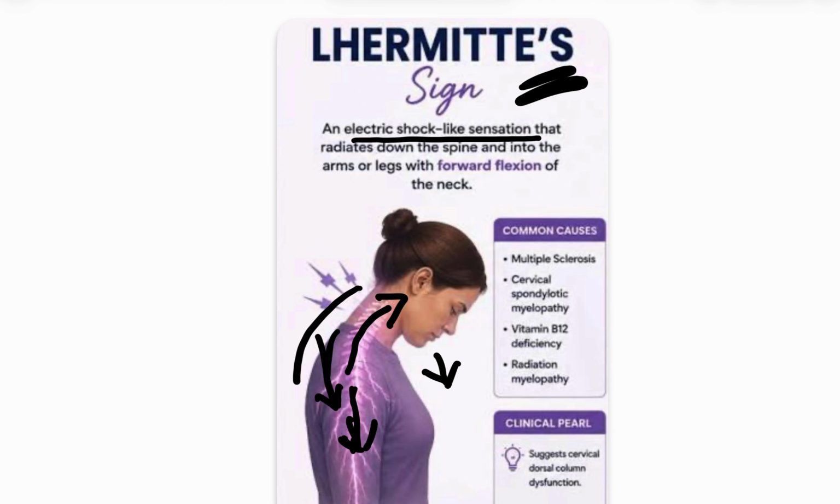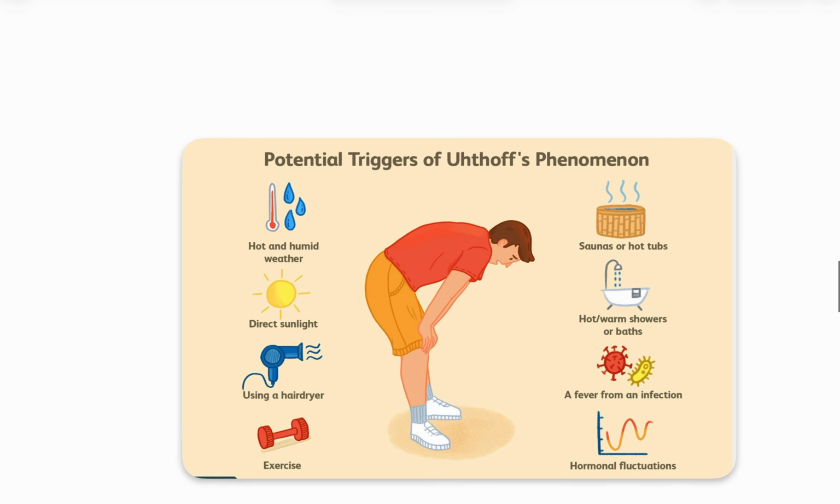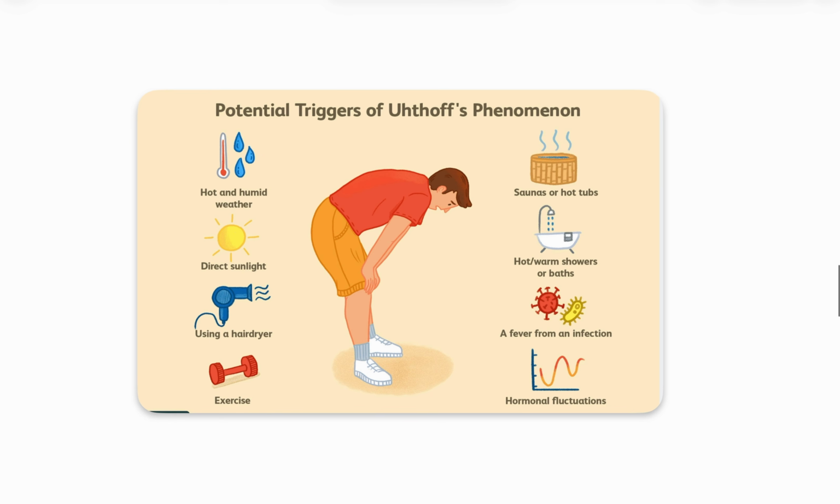This can also be seen in cervical spondylotic myelopathy, vitamin B12 deficiency, and radiation myelopathy. But most important, when we are learning about multiple sclerosis, it's very important to know that Lhermitte's sign is seen in multiple sclerosis. And other than Lhermitte's sign, there is another sign for multiple sclerosis. This is called Uthoff's phenomenon.